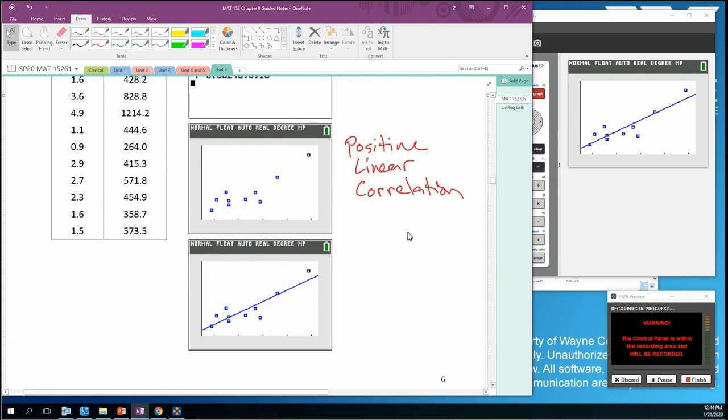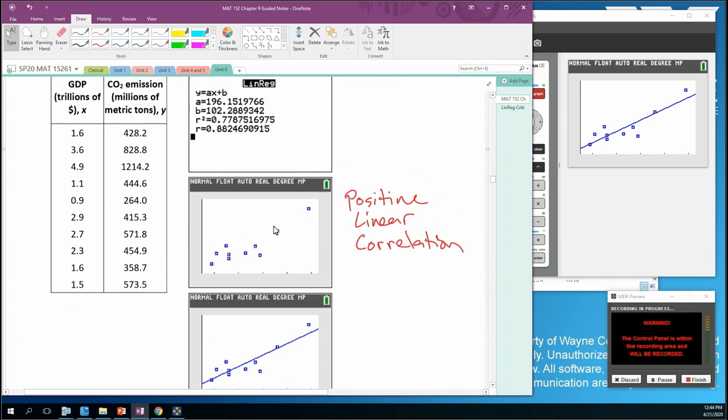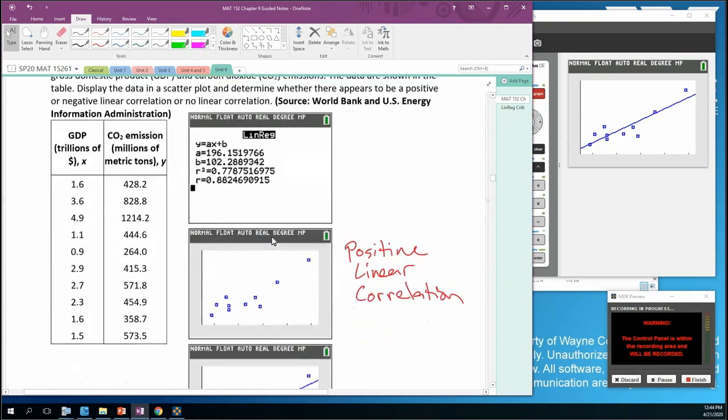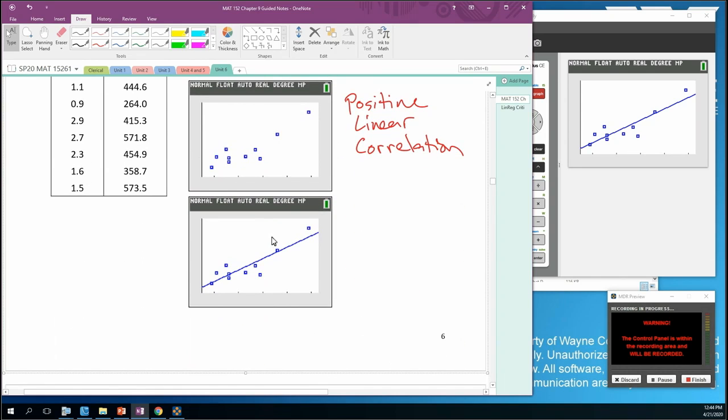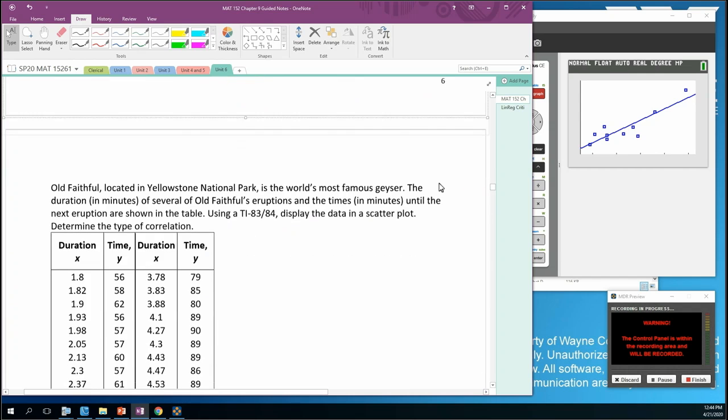That line of best fit, how that's determined, the calculator does that for you. So there appears to be a positive linear correlation. That's really all we needed to do for this one.